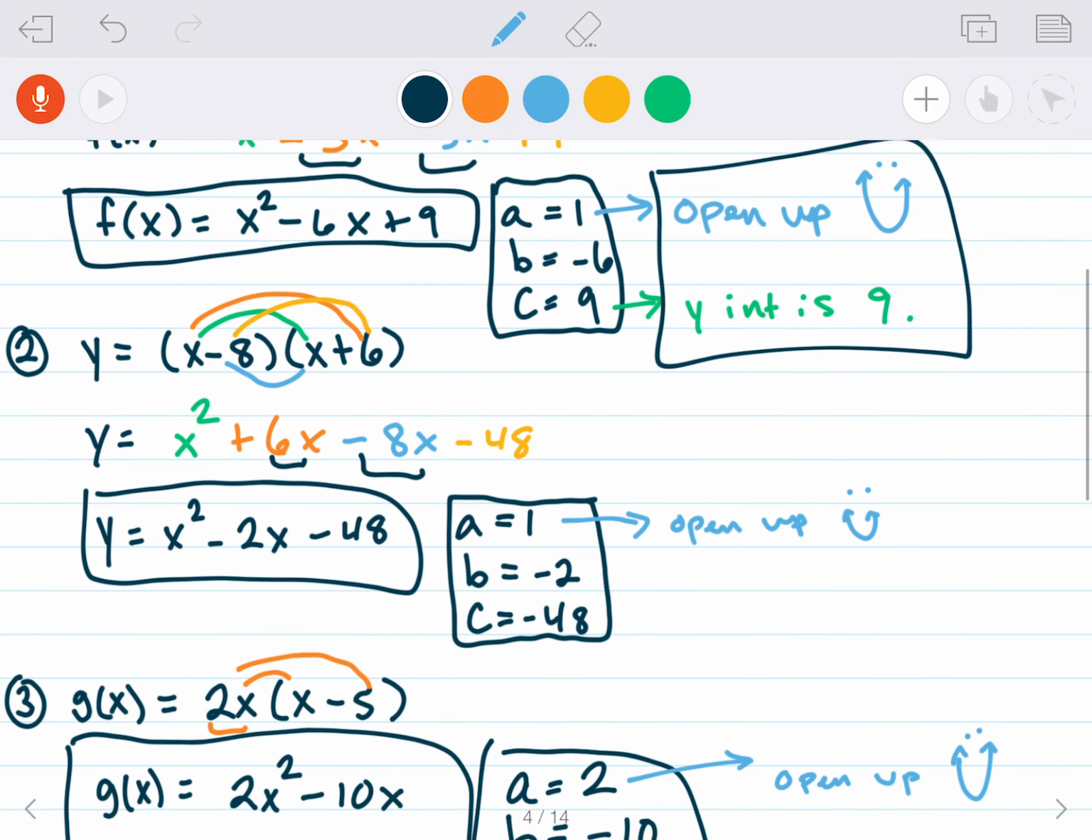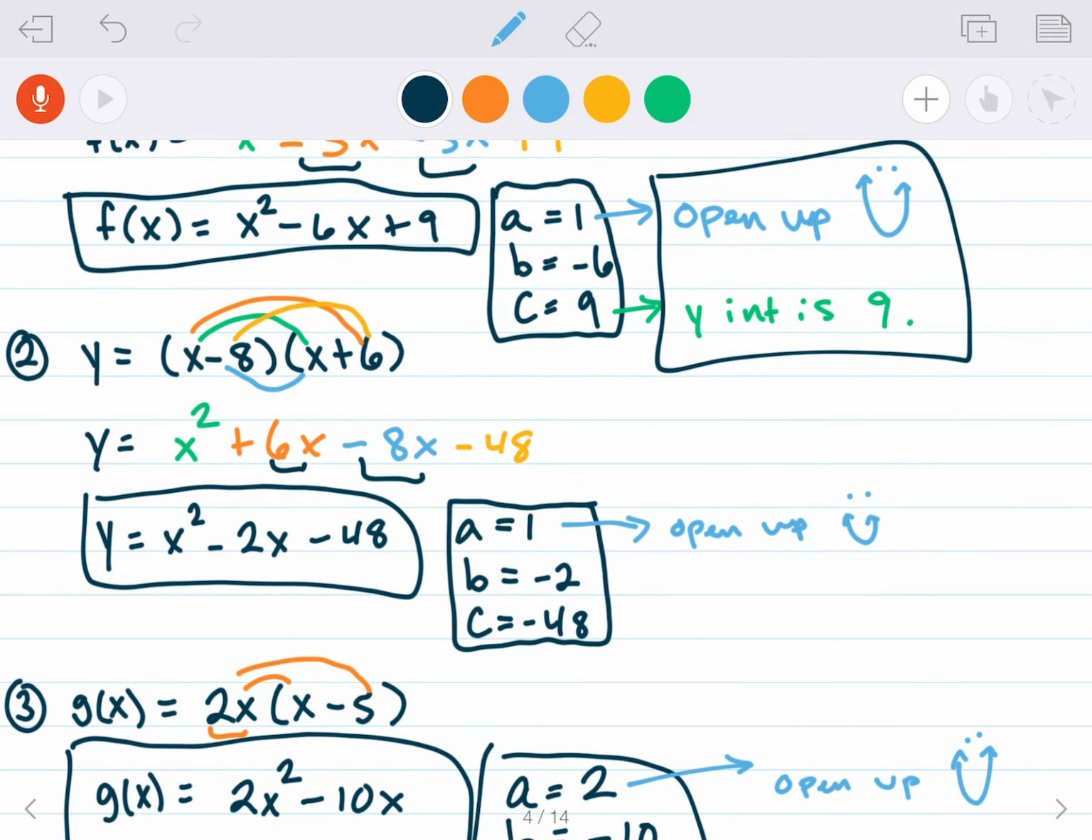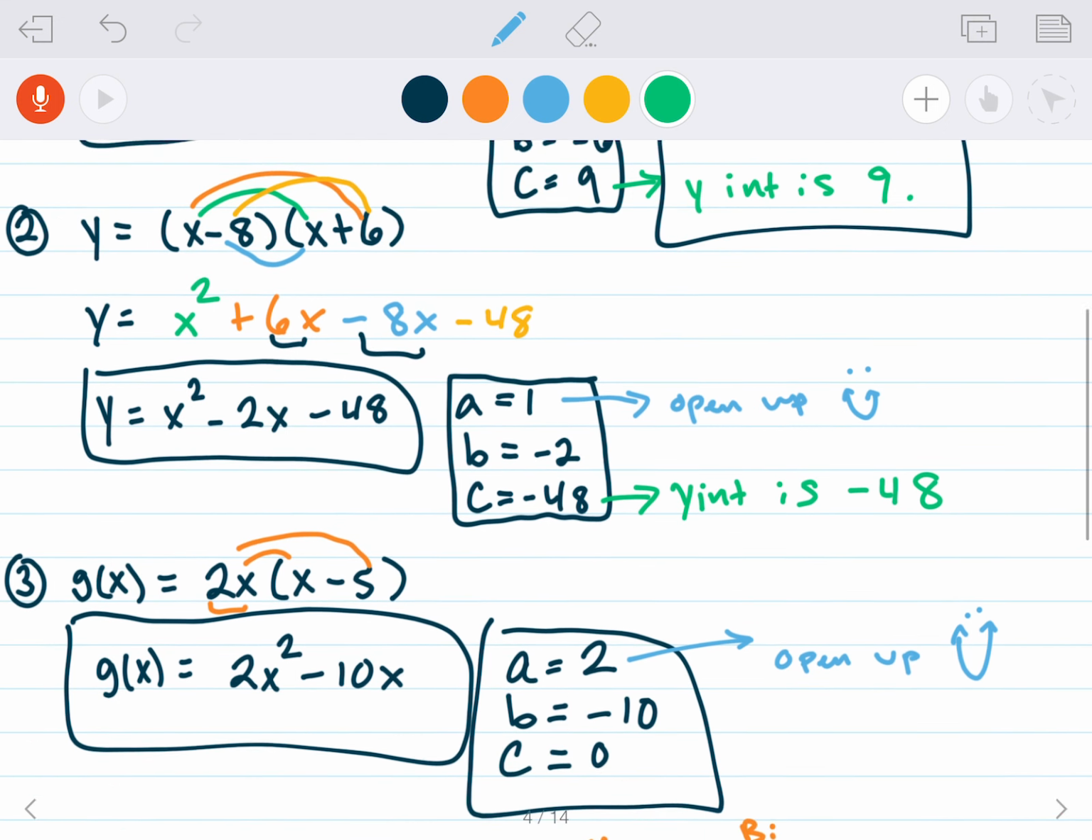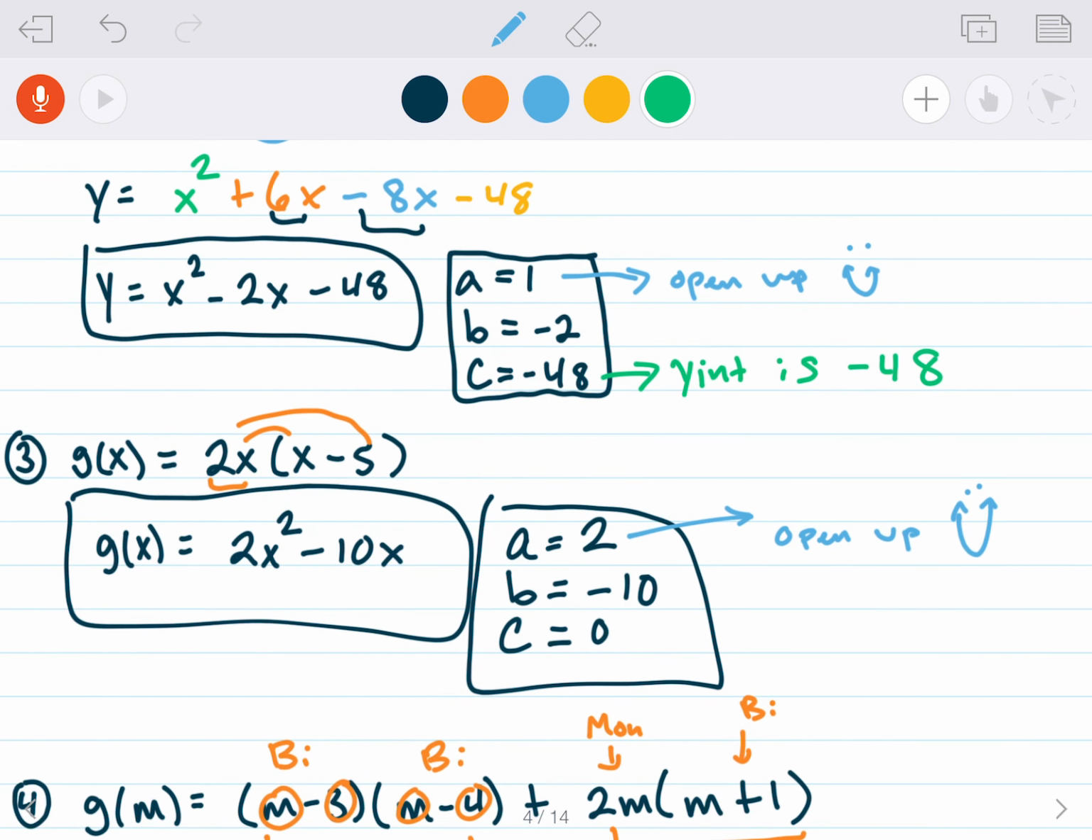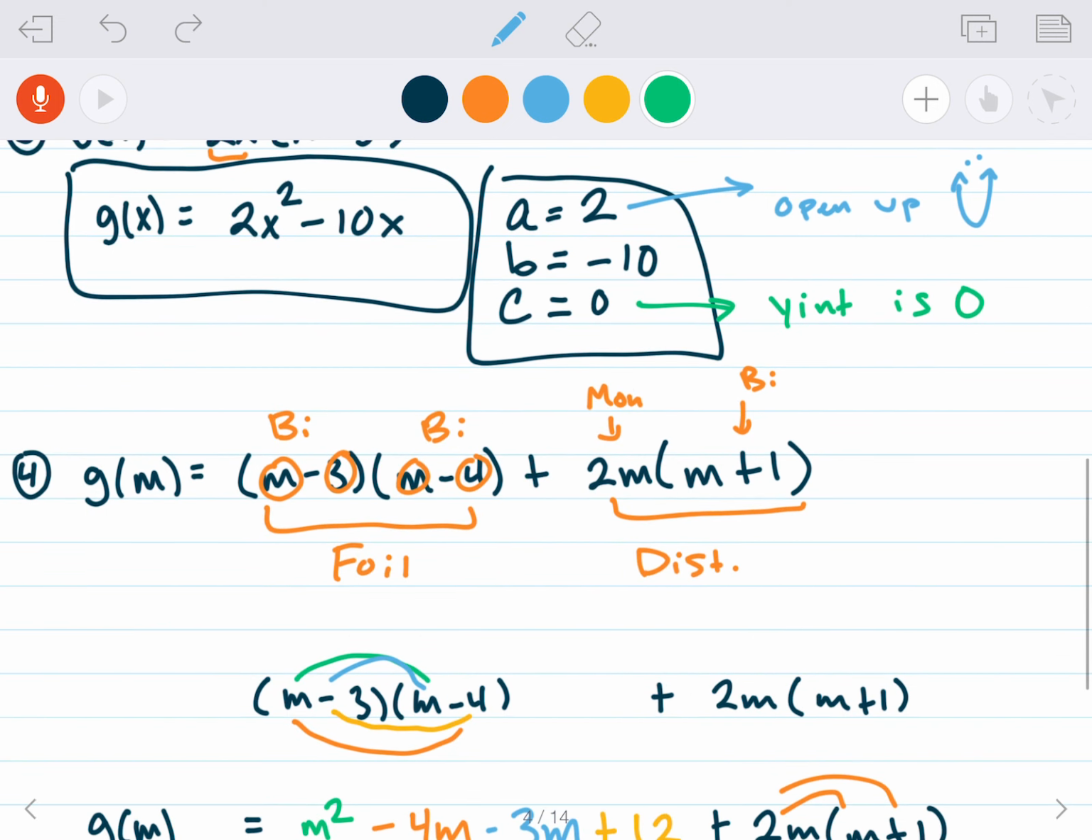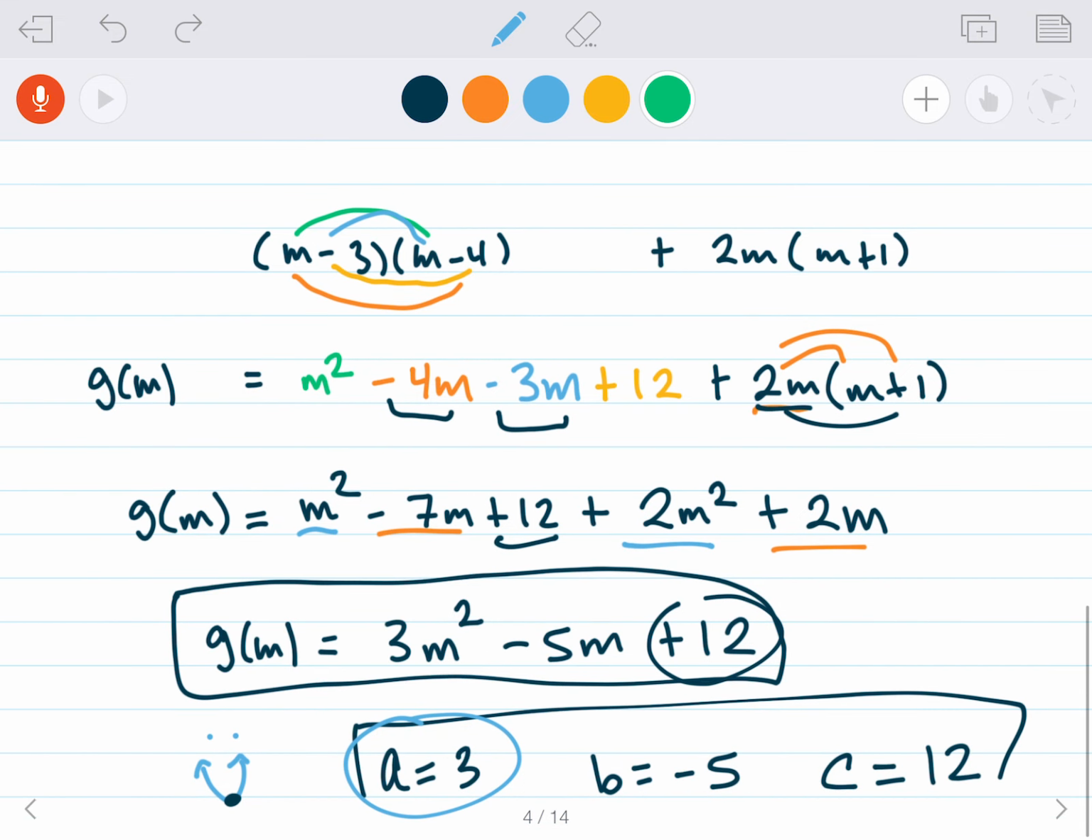So let's go to the next one. Here, our C is negative 48. So the y-intercept is negative 48. That's where it crosses the y-axis. Here, it crosses the y-axis at y equals 0. C is 0. The y-intercept is 0. And then down here, C is 12, and so the y-intercept is 12.